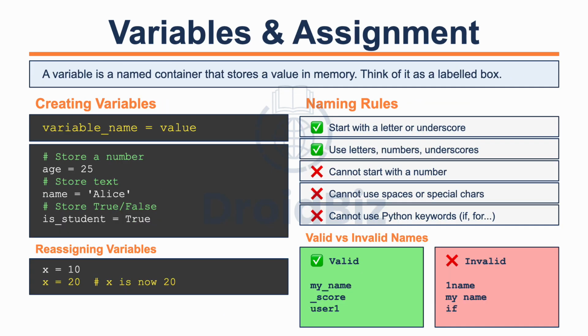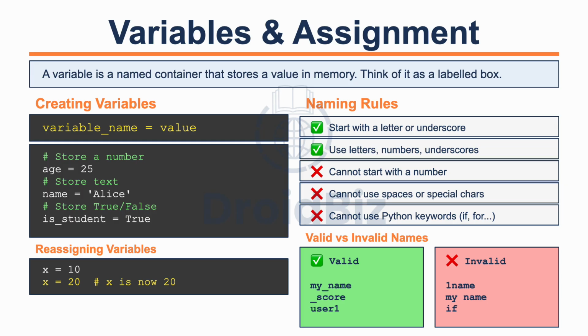Now, let us talk about variables. Variables are one of the most fundamental concepts in any programming language. A variable is a named container that stores a value in memory. Think of it like a labeled box. You give the box a name, put something inside it, and later refer to it by that name. To create a variable in Python, write the variable name, then an equals sign, then the value.